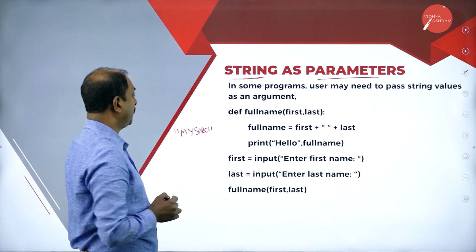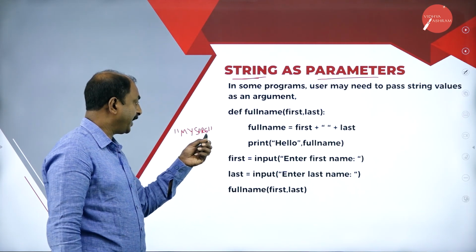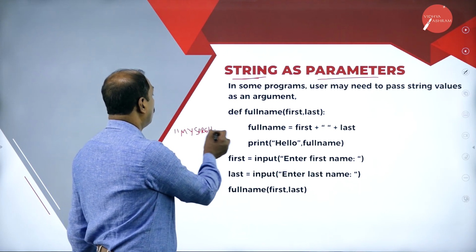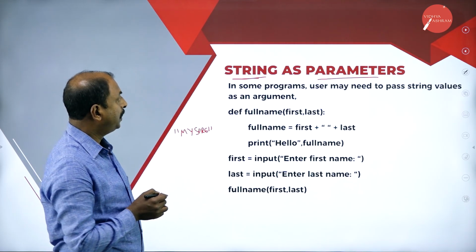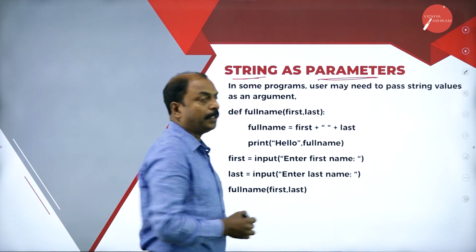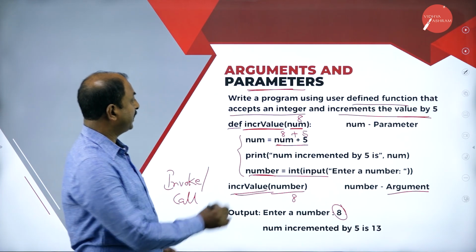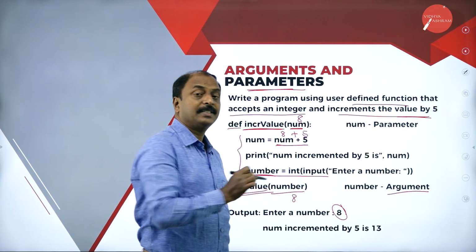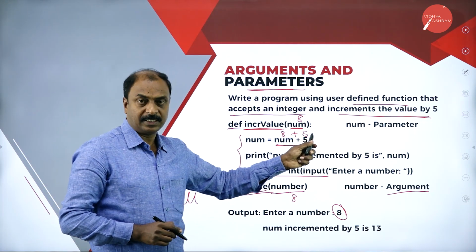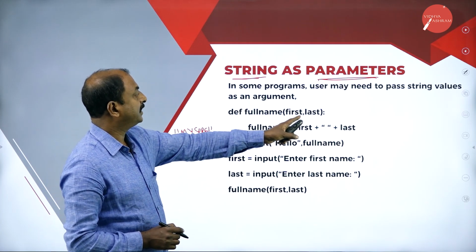So this is a string here. So what is a string? A string is nothing but a group of characters or Unicode characters enclosed between a pair of double quotation marks. So here in this example, the next concept is the parameter being a string. As I told you just now in the previous slide, in this example num is a number, so the parameter is an integer value. In this concept, the parameter is a string.